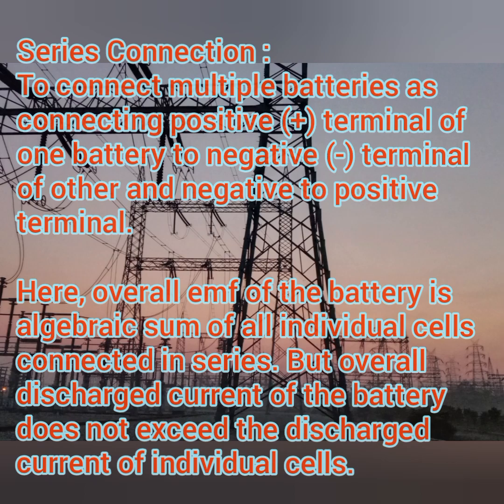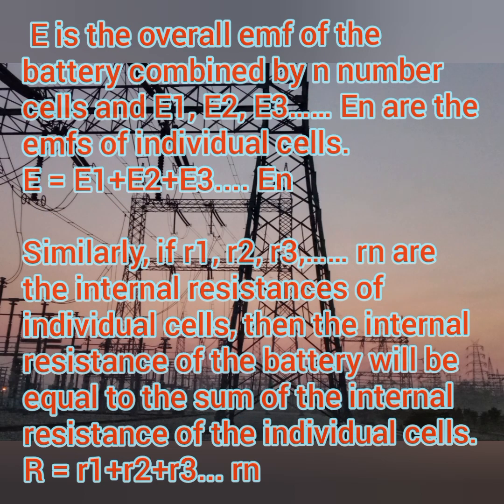Here the overall EMF of the battery is the algebraic sum of the individual cells, which means the total EMF or voltage is equal to the sum of all the individual cells. So the discharge current will not exceed the individual cell's value. This is the formula for your voltage. As I said, the total voltage is equal to the sum of all the individual voltages.